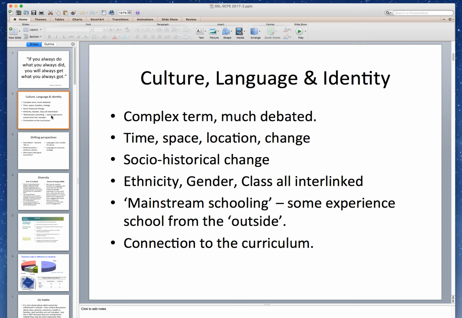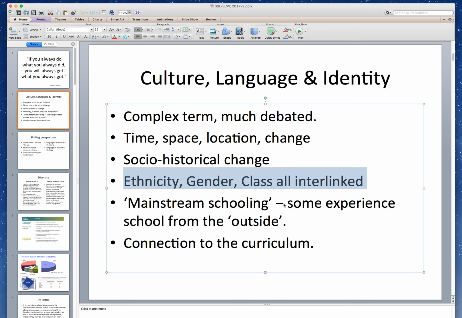Now, it's also distributed around space and location and change. So you find in major cities, certain groups tend to live together and in similar regions. But society changes in a socio-historical way as well. The key thing I want to highlight here this week in this set of slides is the notion of ethnicity, gender and class as all interlinked. So while we will look at class in one week and we'll reference gender and ethnicity in issues of diversity, we don't really want to focus on them as separate issues because they're often intersecting.